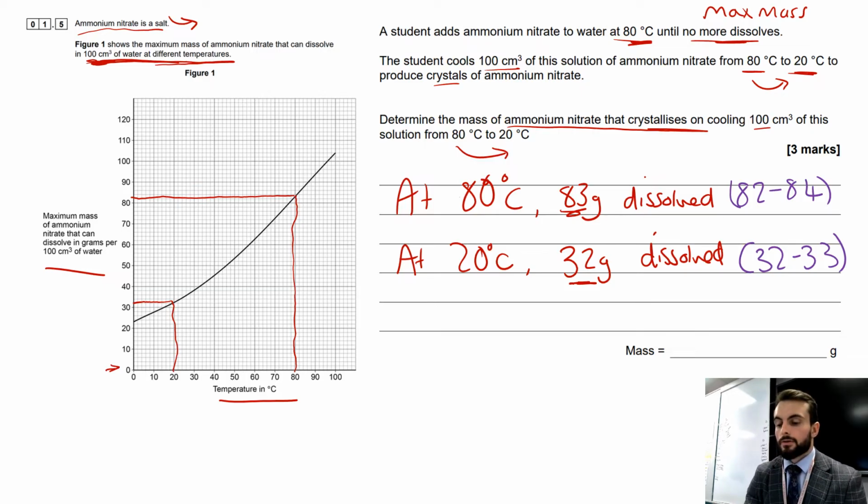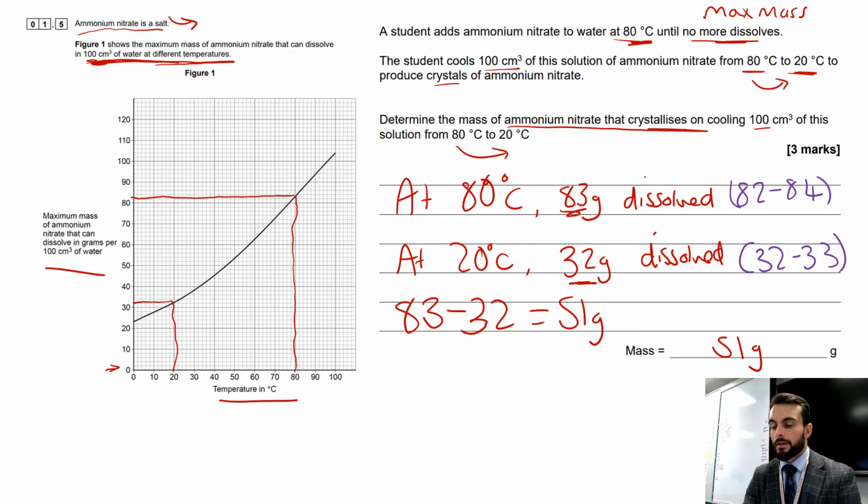So to do that, we just calculate the difference. So 83 take away 32 gives you 51 grams. For this question, if you mess up these numbers and you do 82 and then you do 33 for the other one, as long as you did the maths correctly at the end, you can still get the third mark. So the maths has to be correct based on the numbers that you chose on your graph, but they have to be between these ranges of numbers.